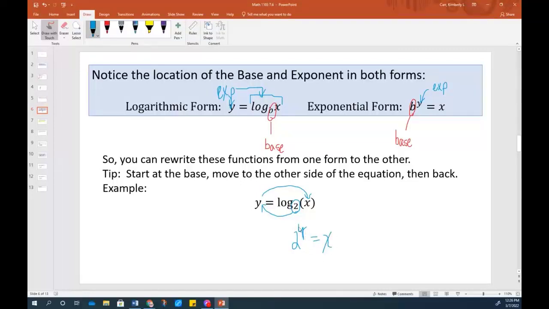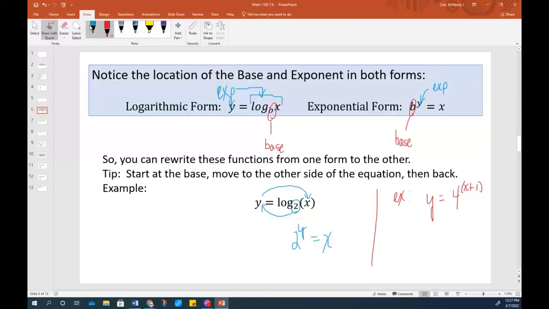Now, it doesn't matter that the y is the exponent right now. The idea is to rewrite, that you can rearrange from one form to the other. Okay, rearrange from one form to the other. I don't think I have another example on here, but let me just put one down. Another example. If you had y equals 4 to the x plus 1.